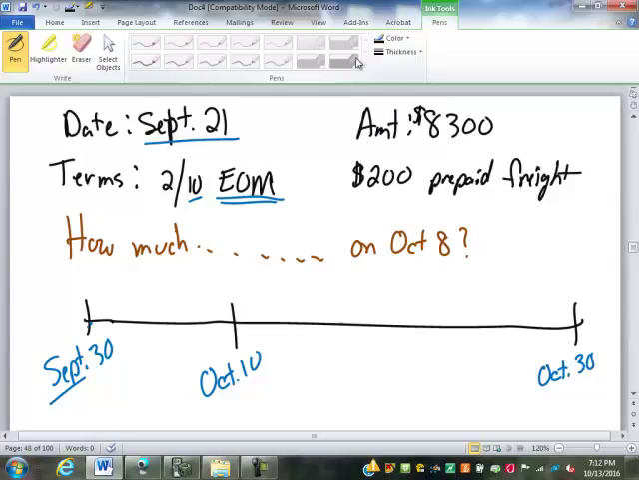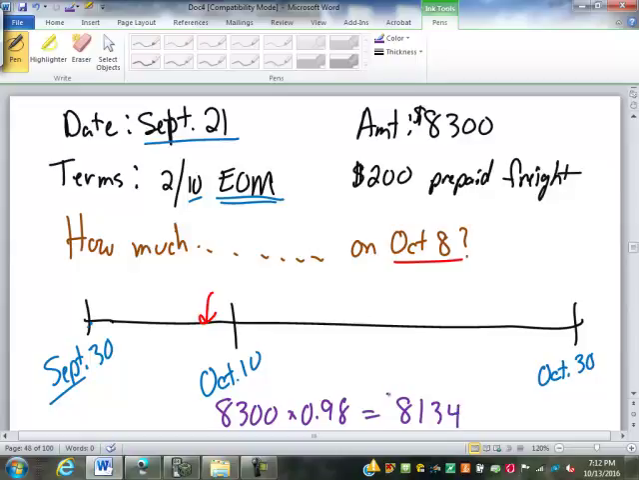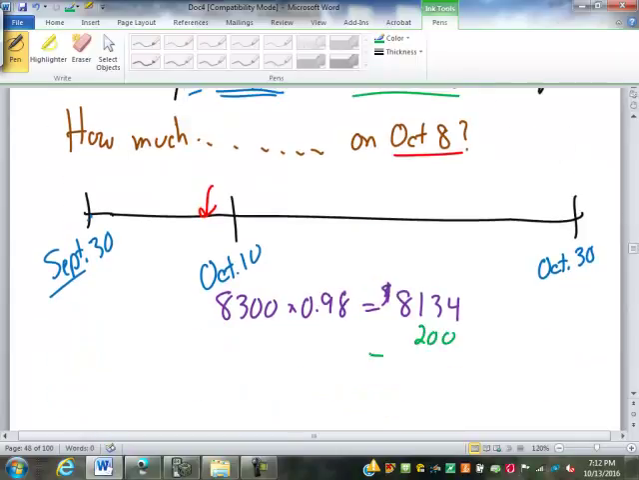So anyway, on October 8th, they do get a discount. So what are we going to do? $8,300 times 0.98, which is going to give us what? 8,134. Is that correct? Then what? Add the 200 of freight. $8,334.